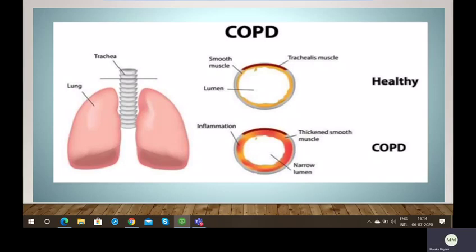As you can see in the picture, COPD, chronic obstructive pulmonary disease, or COAD, chronic obstructive airway disease. You can see there is a difference between the healthy and COPD patients. In the muscles there is inflammation in the bronchioles, thick and smooth muscles, and it also leads to narrowing of the lumen.